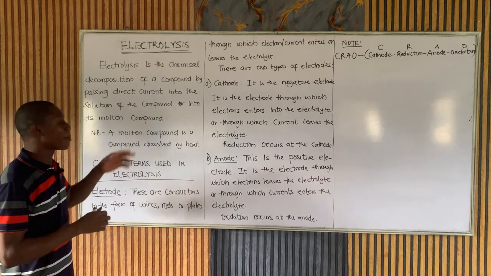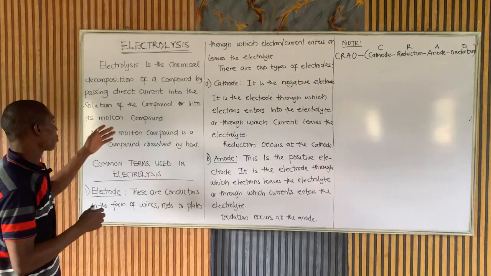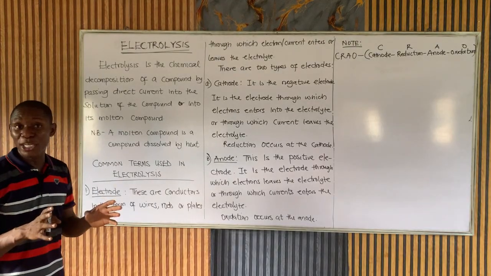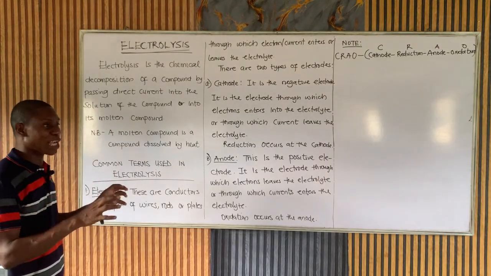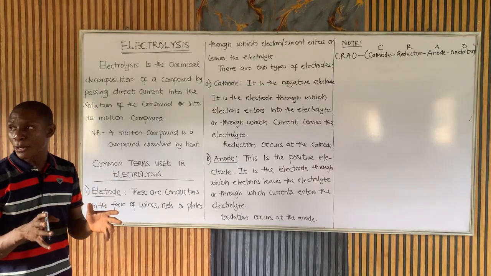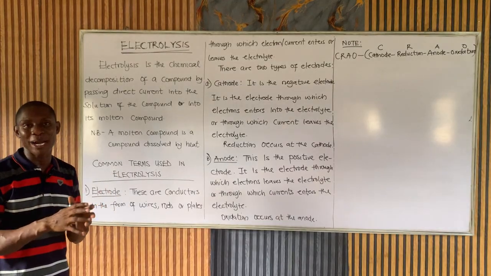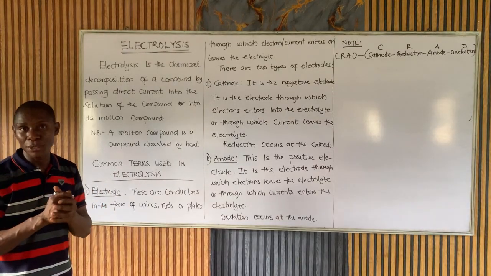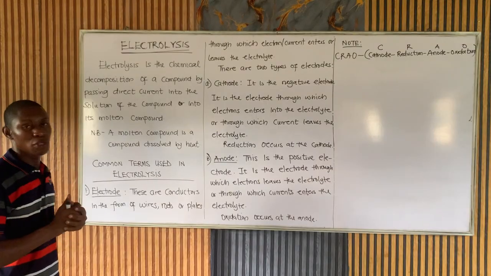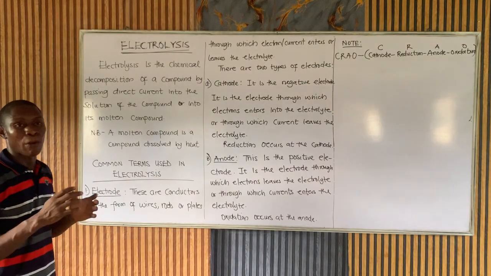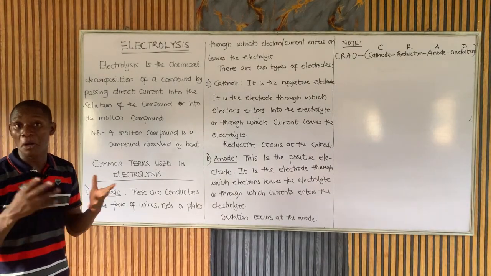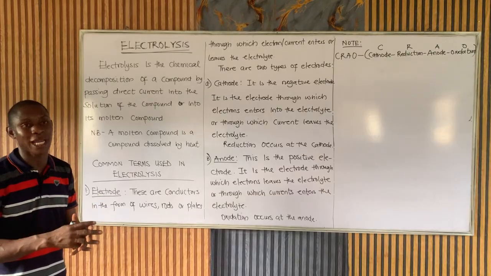What does a molten compound mean? What does a solution mean? A molten compound is a compound dissolved by action of heat. If you take a compound and heat the compound until it dissolves, that's a molten compound. And the solution is simply a compound dissolved in a solvent or probably dissolved in water.